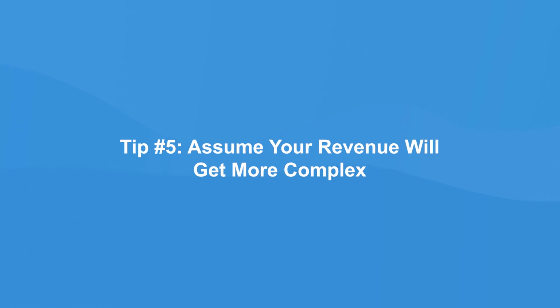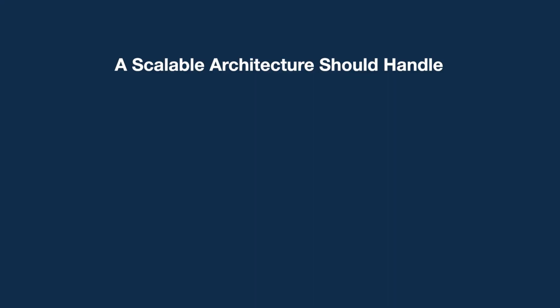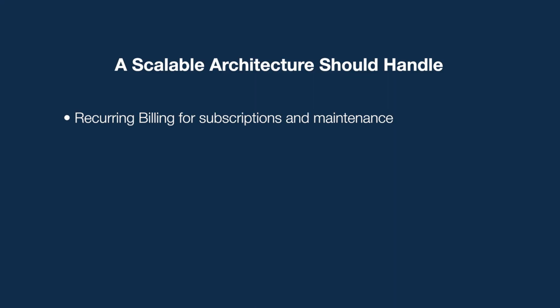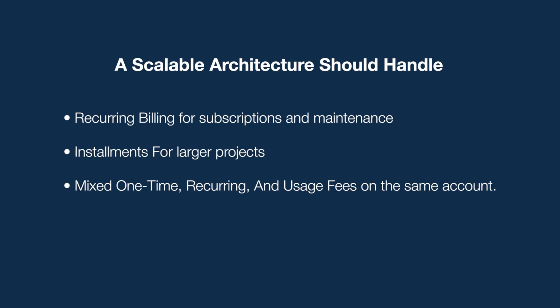Tip number 5, assume your revenue will get more complex. Very few companies stay simple as they scale. One-off projects turn into retainers, products become bundles, enterprise deals introduce milestones and usage-based fees. A scalable architecture should handle recurring billing for subscriptions and maintenance, installments for larger projects, mixed one-time, recurring, and usage fees on the same account. With Kulturra, these patterns are defined in Salesforce and tied to the accounts, opportunities, and orders sales already uses.